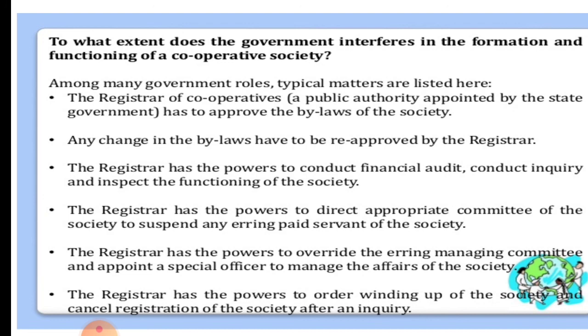Among many government roles, typical matters are listed here. The registrar of the cooperatives, a public authority appointed by the state government, has to approve the bylaws of the society. That is the first point: the registrar must approve the rules and regulations. Any change in the bylaws also has to be approved by the registrar. Second point, the registrar has the powers to conduct financial audit, conduct inquiry and inspect the functioning of the society.